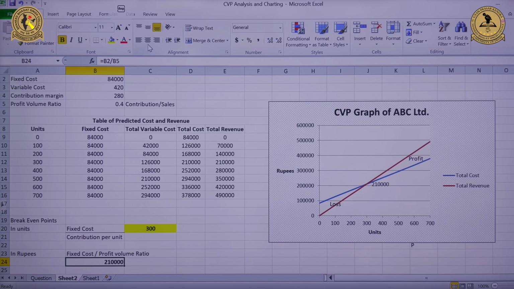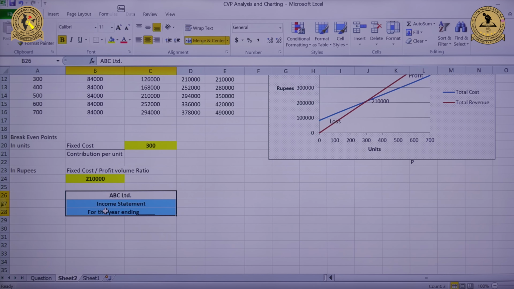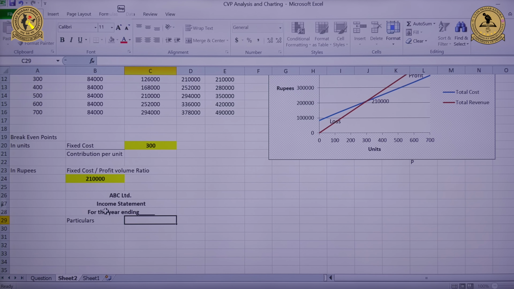This point represents that the company is neither earning a profit nor incurring a loss, or we can say it is the point of intersection of total cost and total revenue. The same information is highlighted in my CVP graph of ABC as well, that is 2,10,000. The next step is the preparation of the income statement of ABC Limited. So this is the format, particulars, and then amount.